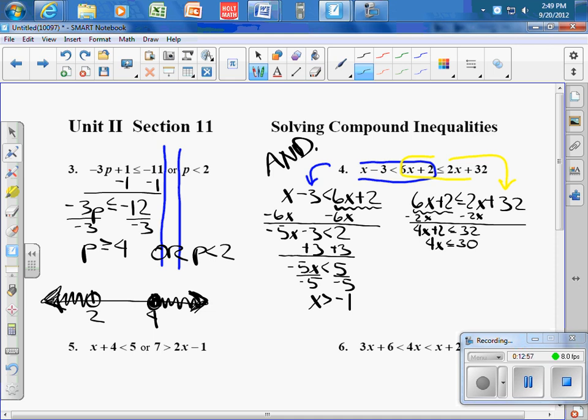And since we're graphing, usually I want mixed numbers or improper fractions here. But since we're graphing, we can use mixed numbers or even decimals if you like. X is less than or equal to 7.5.